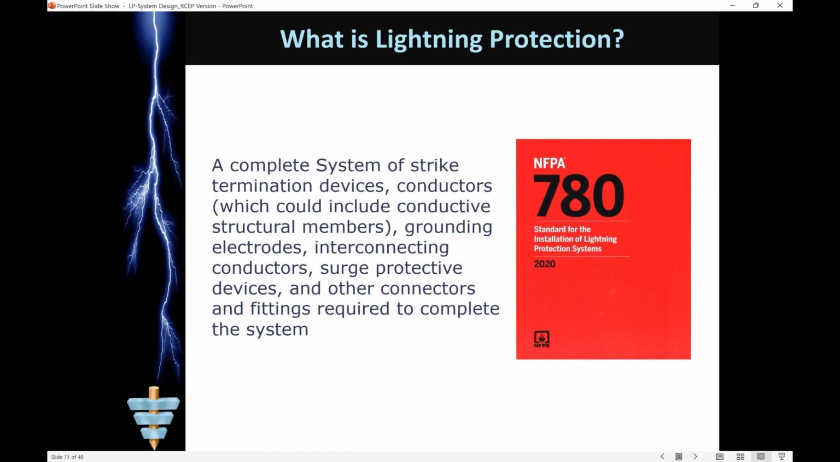So what exactly is lightning protection? It's a complete system of strike termination devices, the conductors, which are typically physical cables that run on the outside of a building but can also include the structural steel of a facility, the grounding electrodes, most commonly ground rods, interconnecting conductors, surge protective devices, and whatever connectors and fittings are required to bond and complete the system.